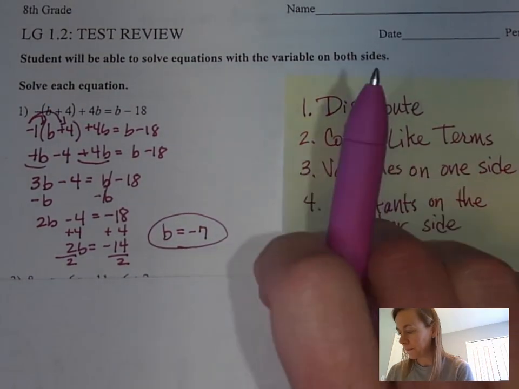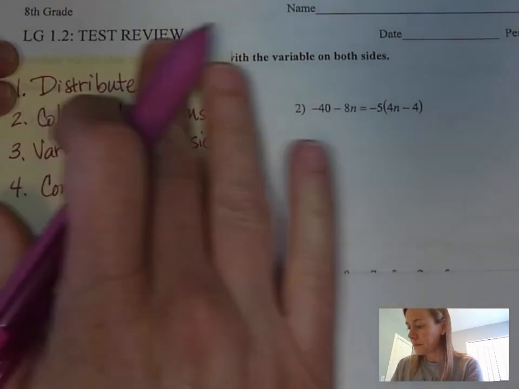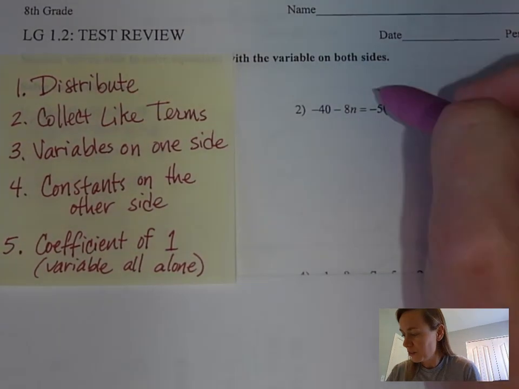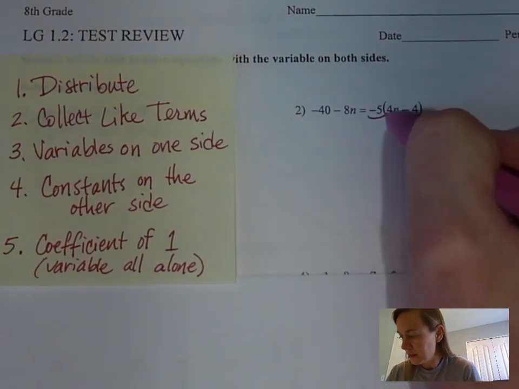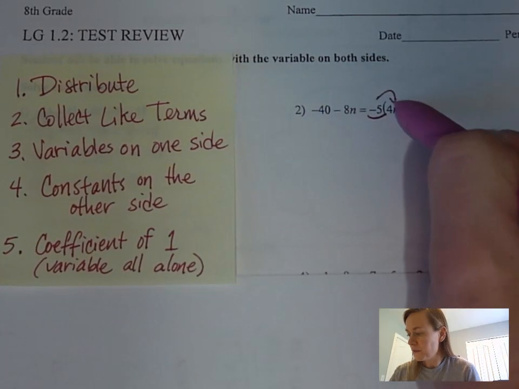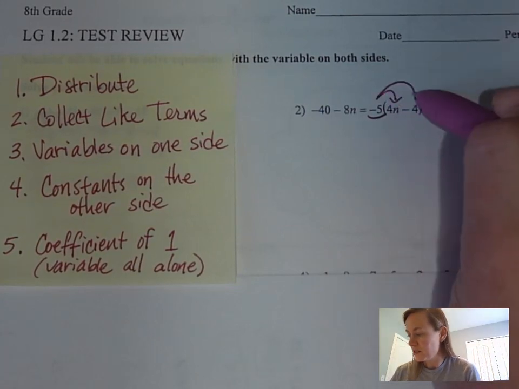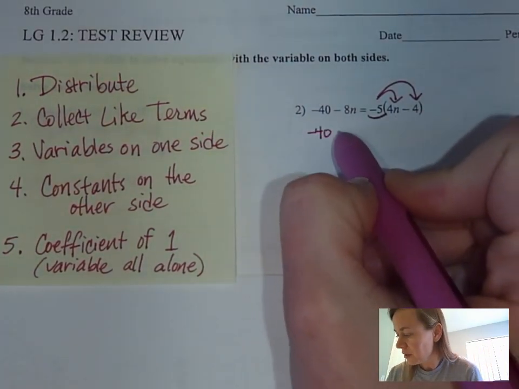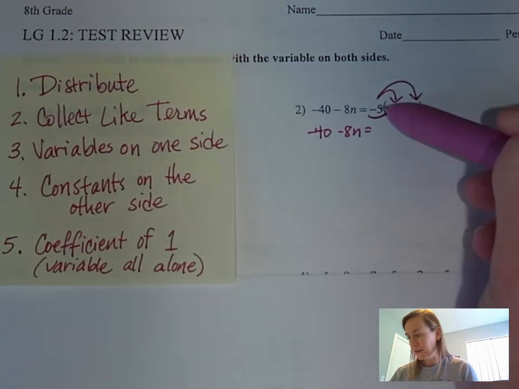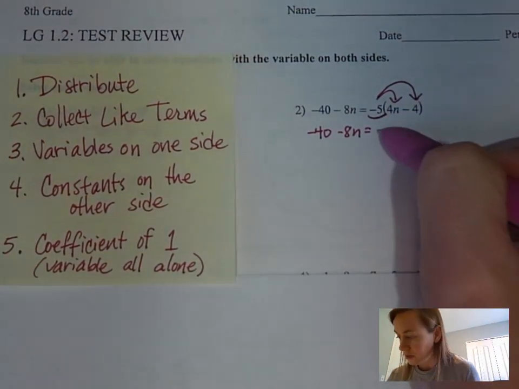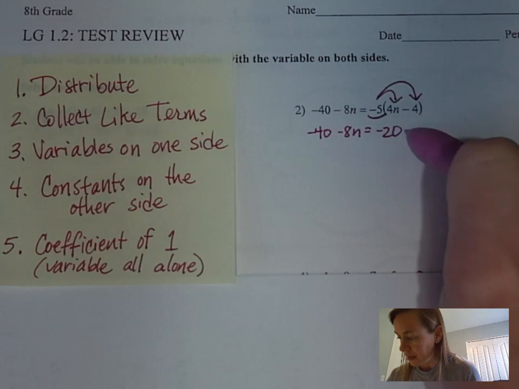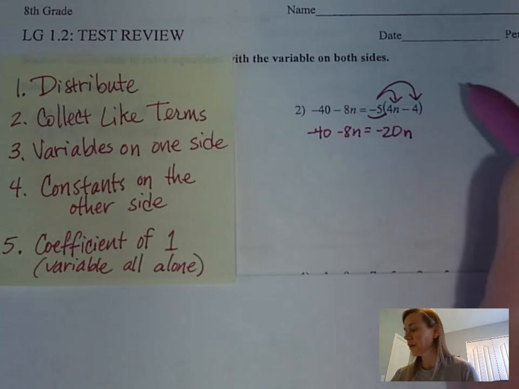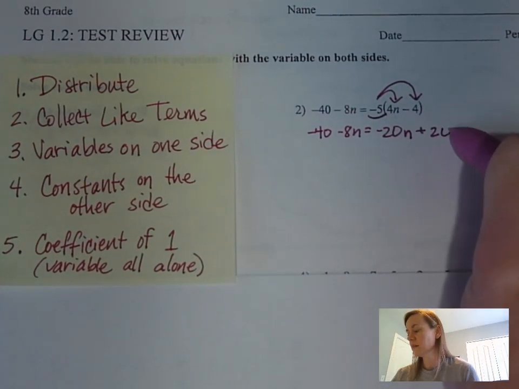Let's do the second problem. Okay, step 1, distribute. Let's do it. So we have our -5 here. This whole thing is going to distribute to the 4n, and it's going to distribute to the -4. So I'll just bring this down because there's nothing to distribute there. Now -5 times 4 is going to give us -20, and then we just have one n there. Now we have -5 times -4, and that's going to give us a +20.